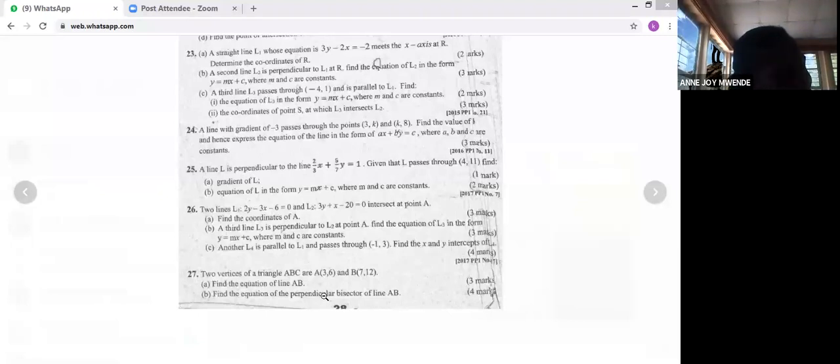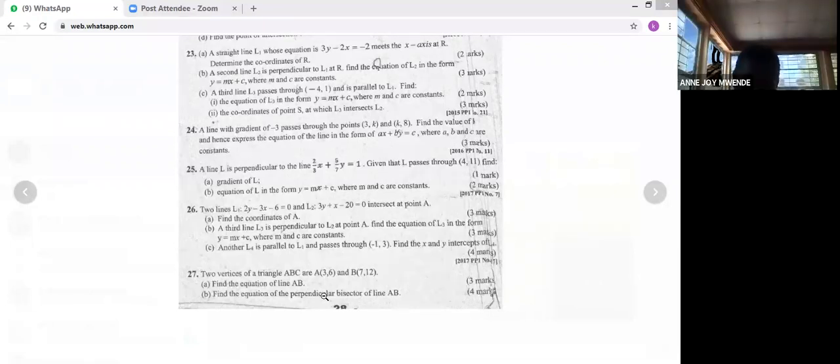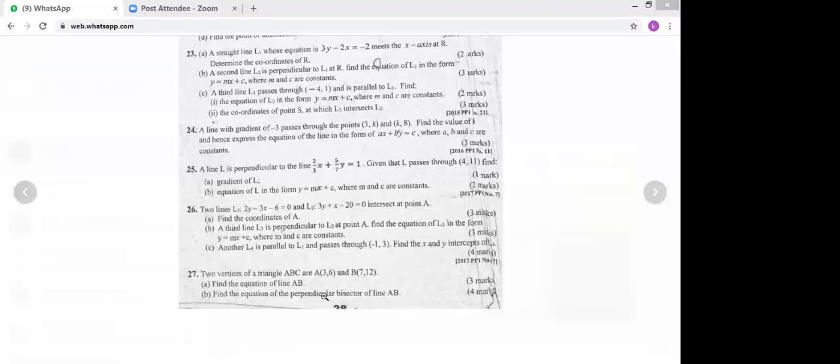I want you to explain clearly how you got 2y equals 3x plus 3. Yes. Part A says find the equation of line AB. So the two coordinates are (3, 6) and (7, 12). First of all, you find the gradient. After finding the gradient, that is 3/2, I used (3, 6) and the coordinate (x, y) to get the equation, which is 2y equals 3x plus 3.